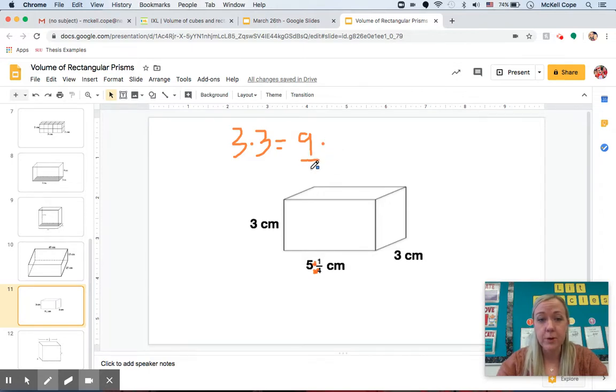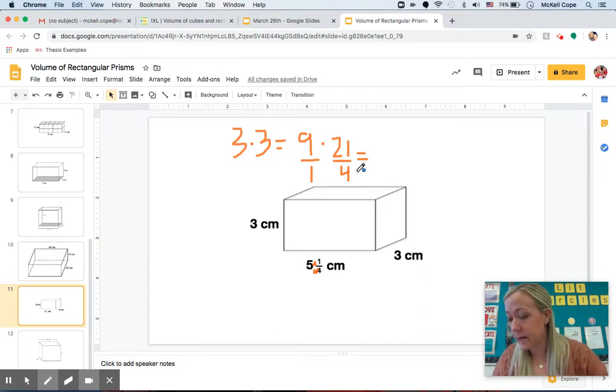So I'm going to put this over 1 and I'm going to multiply 9 over 1 by 21 fourths. And then that's going to tell me how many cubic units I have. Now I can't cross simplify because they don't have anything in common. So I'm just going to bust out my calculator and I'm going to multiply 9 times 21, and that is 189.